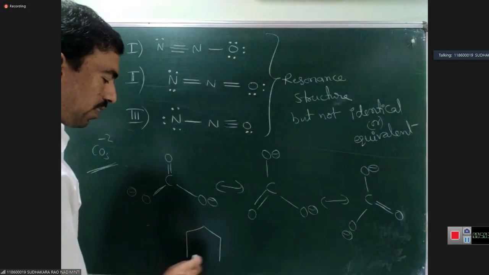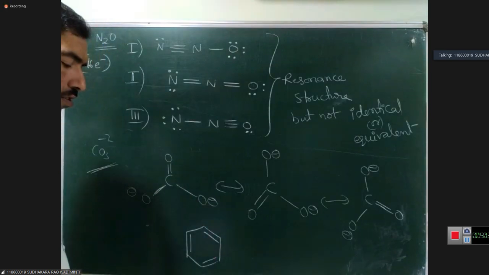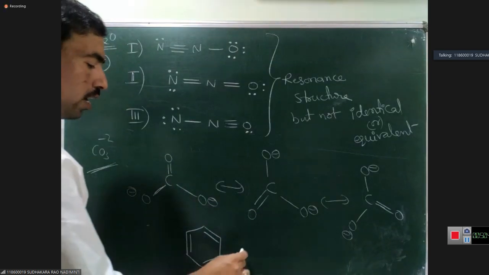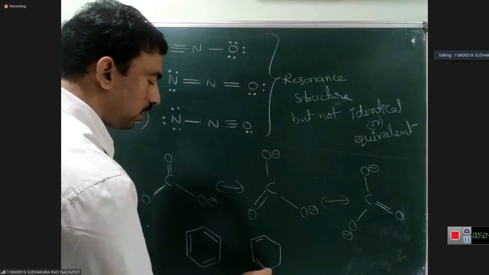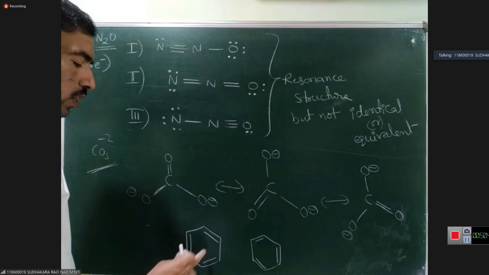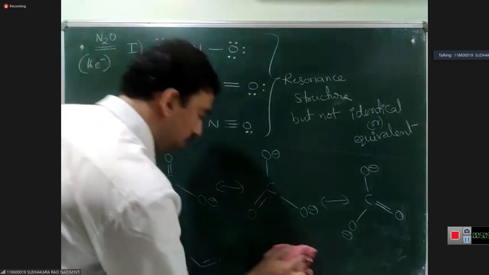Benzene is there. This is what we can call the benzene structure. Okay, another structure for the benzene is this. So these two are what? Identical resonance structures or equivalent resonance structures.